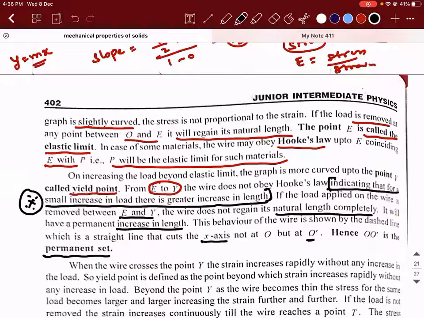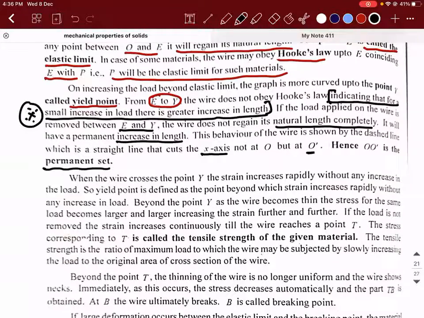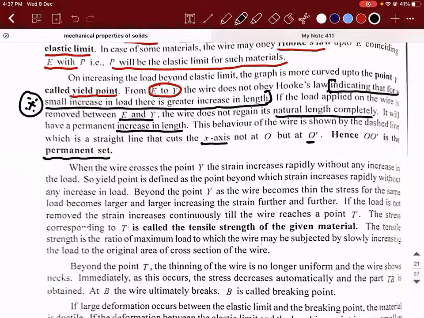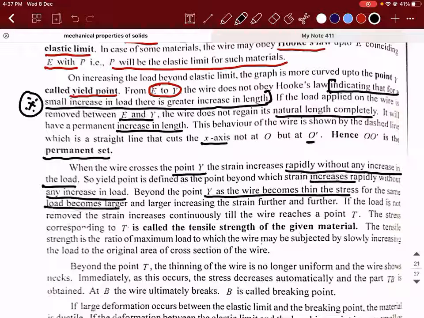Next. After you cross the yield point, what will happen? When the wire crosses the point Y, the strain increases rapidly without any increase in the load. So yield point is defined as the point beyond which strain increases rapidly without any increase in load. So beyond the point Y, as the wire becomes thin, the stress for the same load becomes larger and larger, increasing the strain further and further.